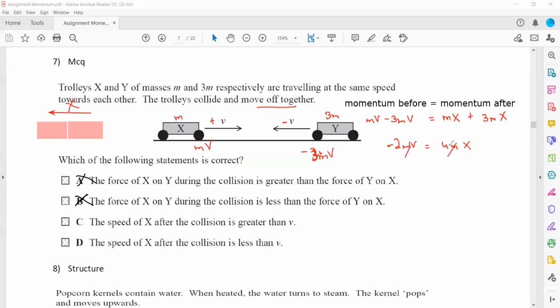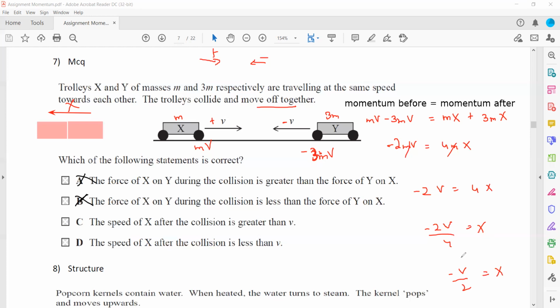m will cancel with m. So minus 2v is equal to 4x, or minus 2v divided by 4 is equal to x, or x is equal to minus v by 2. What does it show? The negative sign shows that, compared to the original position of the trolleys, they will move towards the left hand side, because the positive direction we consider as right and negative is left. So both will move towards left.